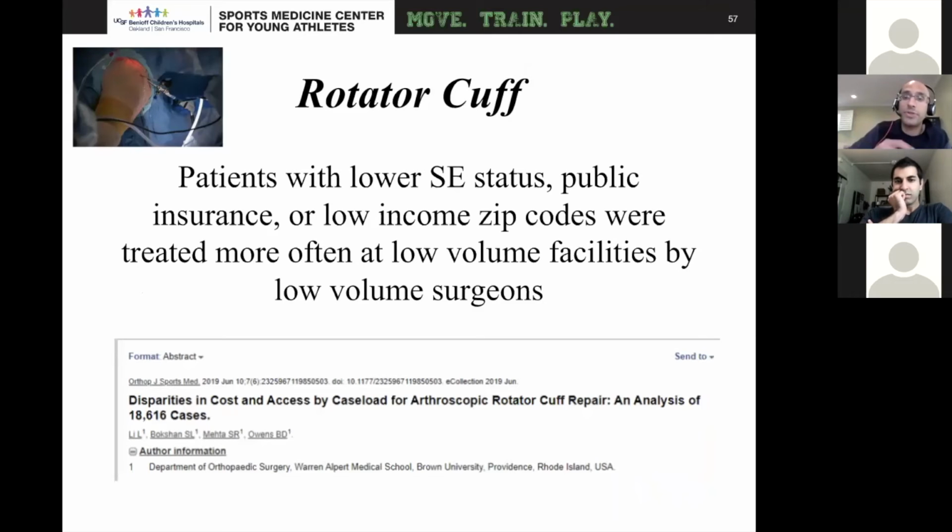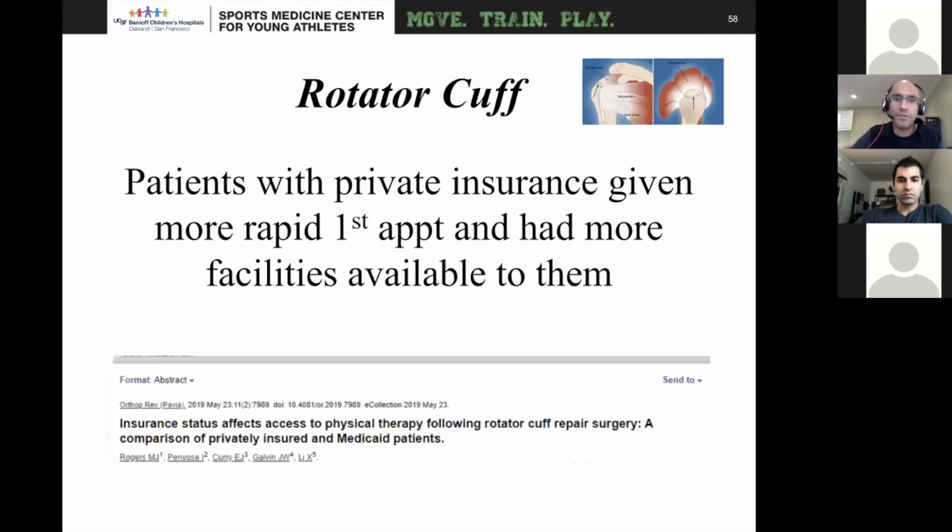But the interesting thing about this study is you can imagine that if you have public insurance, you have fewer facilities to choose from. You potentially are going to lower volume surgeons. We know for things like rotator cuff, we know for things like arthroplasty, better outcomes come from higher volume surgeons. But if you have certain insurance plans, you have a subset of a subset of facilities you can go to. So if you're going to the public hospital in your area, or the only hospital in your community, and there's one person who does rotator cuff surgery once every 25 months, you're going to have poor outcomes. So it's important to understand also who they're accessing for care.